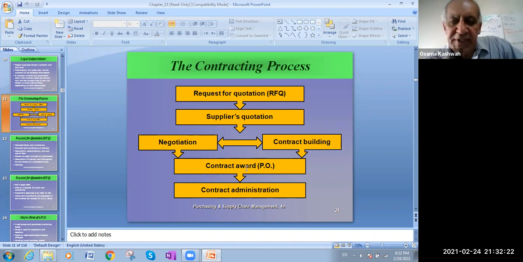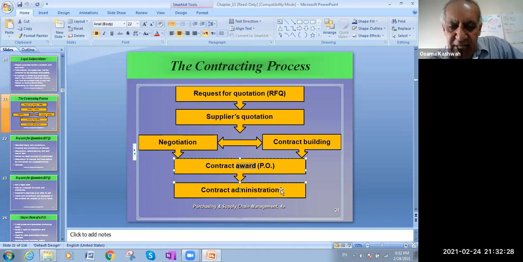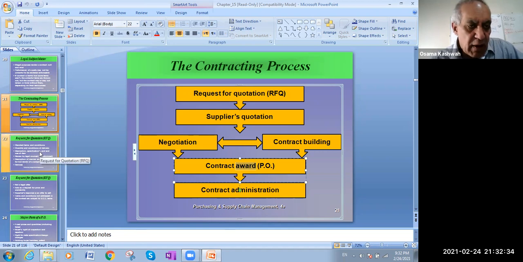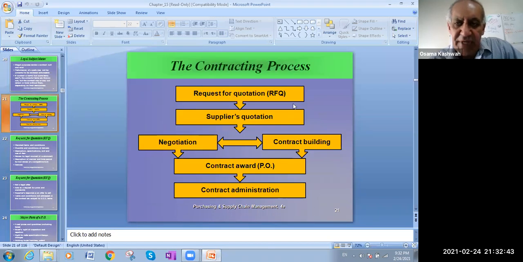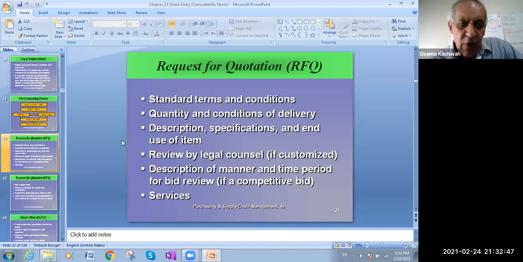Contract awards is also another point, then the terms of the contract, and contract administration, which means how to run the contract. This is also a very important point. Those are the explanations of what I said, but the most important thing in the model here is the contracting process. What is the contracting process? In this point, those are the explanations for it.